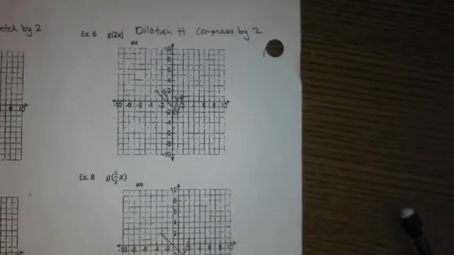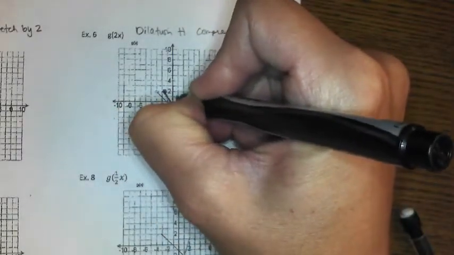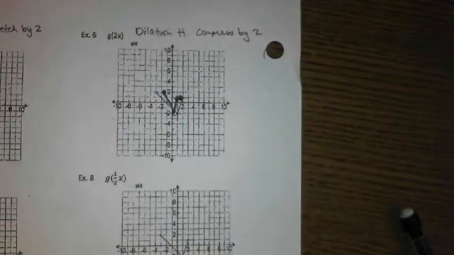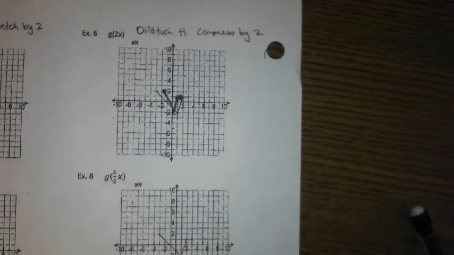So everything got smushed in from where it originally was. It's just pushed in. Does that make sense? Okay? So without actually graphing number 7, what is it though? Let's describe it.